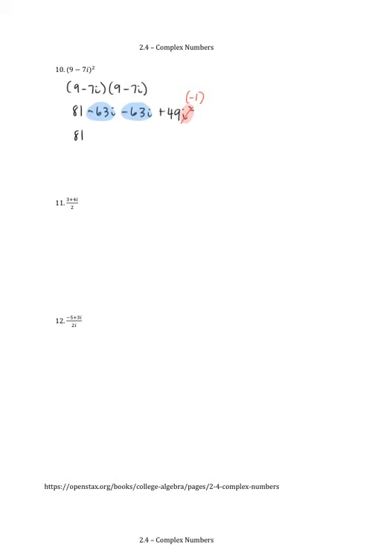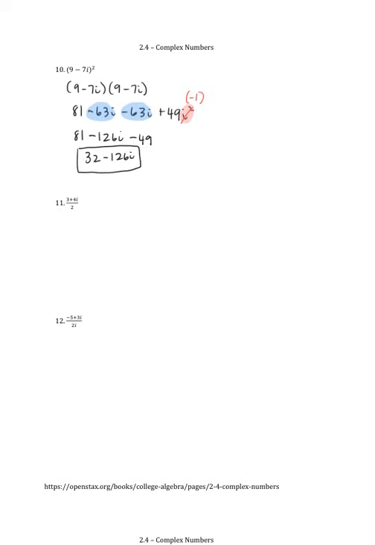So we'll have 81. The two negative 63i's will combine to be negative 126i. And then 49 times negative 1 is negative 49. And so now we want to subtract. So the 81 minus the 49, when we do that, we get 32. So 32 minus 126i.